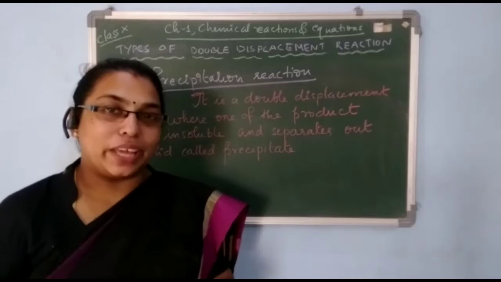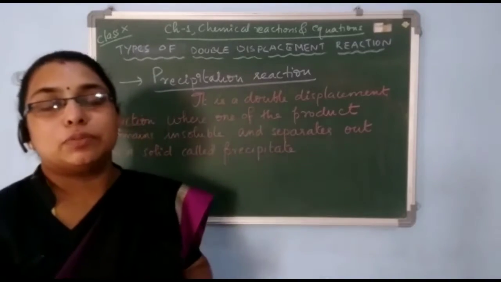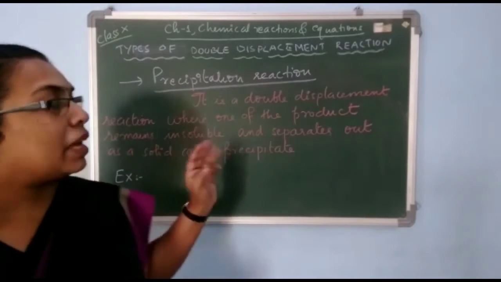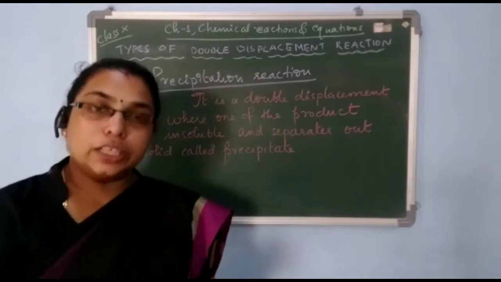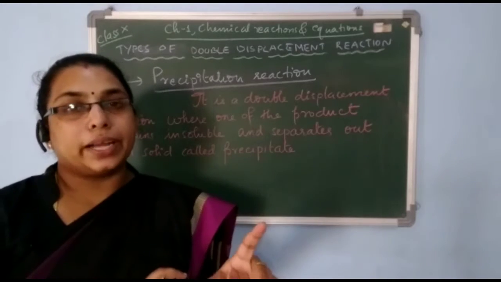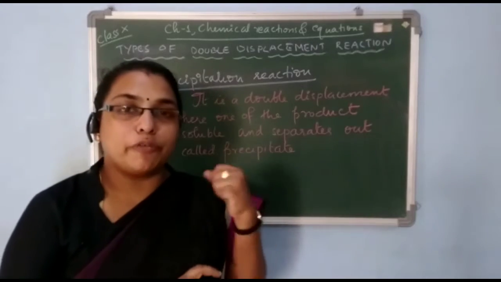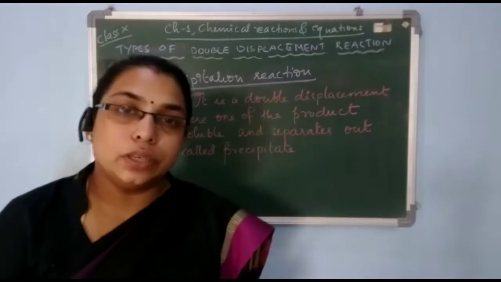The second type of reaction is precipitation reaction. It is also a double displacement reaction. The difference here is that one of the products remains insoluble after mixing the reactants and exchange of the ions. One of the products will remain insoluble and it separates out in the form of a precipitate. So we call this reaction a precipitation reaction.